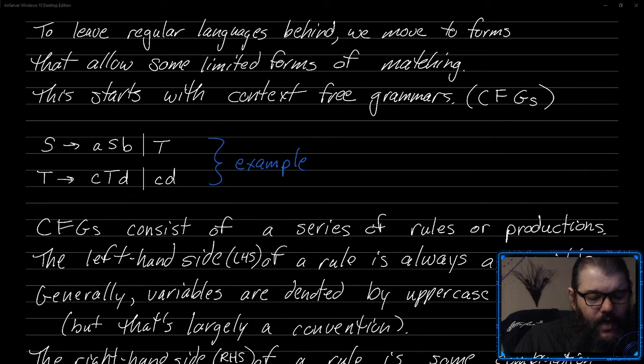And what it is, is a list of variables on the left-hand side and a bunch of replacement rules or productions on the right-hand side. So this says the variable S can be replaced by ASB or T. Normally, uppercase characters are variables, and then lowercase characters, or whatever your alphabet is, are the terminals.